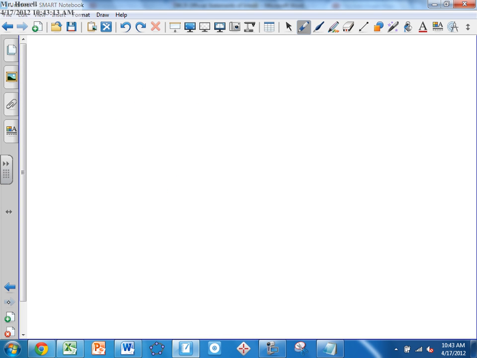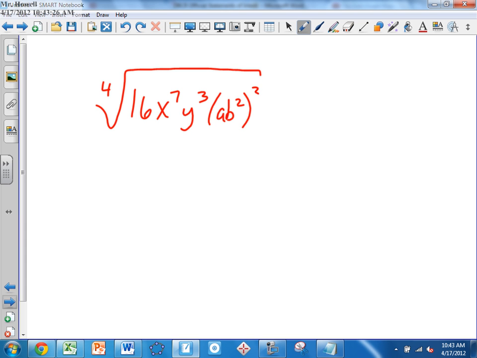What if we had the 4th root of 16, x to the 7, y to the 3, ab squared to the 3rd? It looks like it's more complicated just simply because there's a lot of stuff going on with all my variables. But what do I really want to do to start this kind of a problem, maybe?